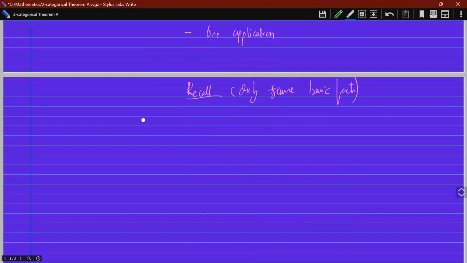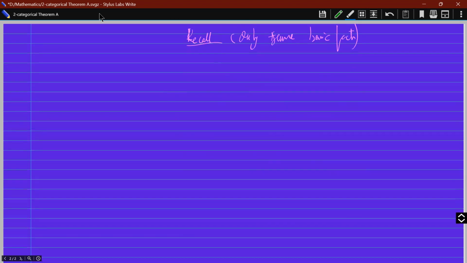Recalling a few things from the previous talk. I had defined the lax slice category. Is my writing big enough? I hope it's okay.